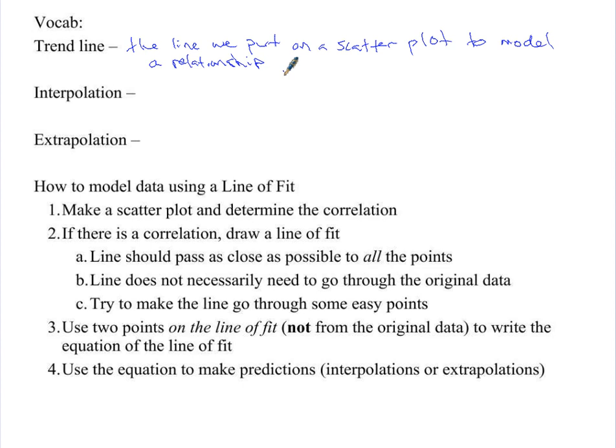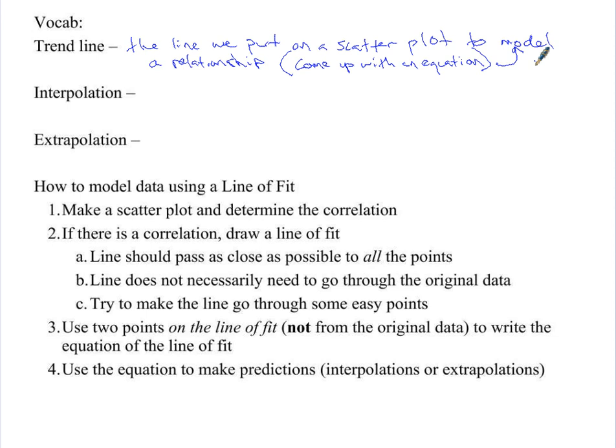When I say to model a relationship, what that means is we put the line on there so that we can come up with an equation. And that equation is the model. So if it says create a model, it means put a trend line on there and then write an equation for it, just like we did on that little project.